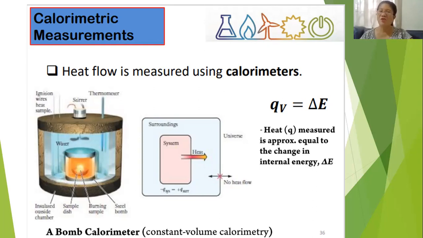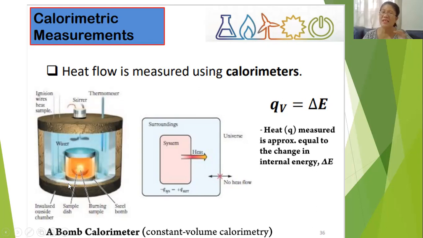One example of a calorimeter is the bomb calorimeter. As you can see here is an example. As I have said, this is now the inner container. That inner container here is insulated. This is the outside container, and this is the inner container. So this inner container is insulated from the outside, meaning the temperature here is not affected on the outside because it is insulated.